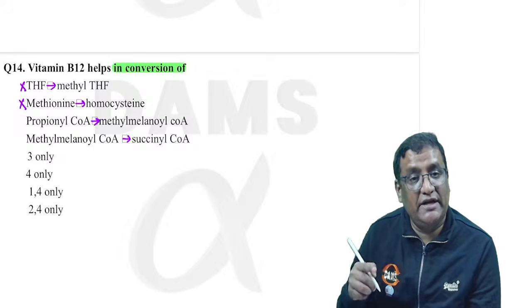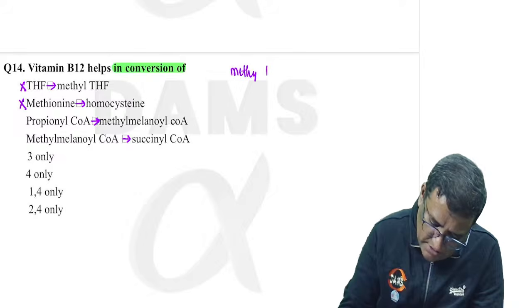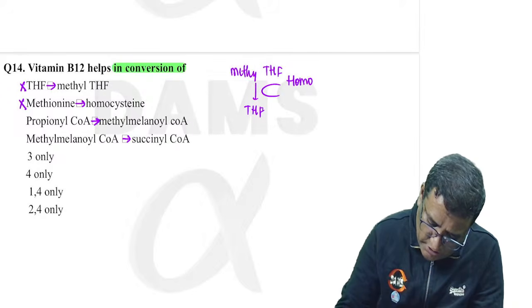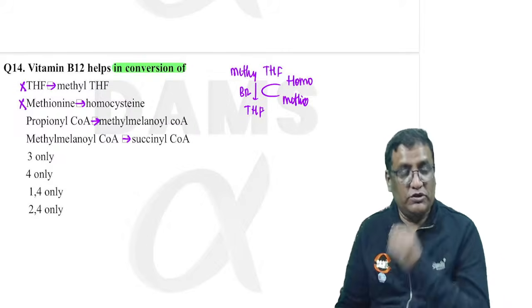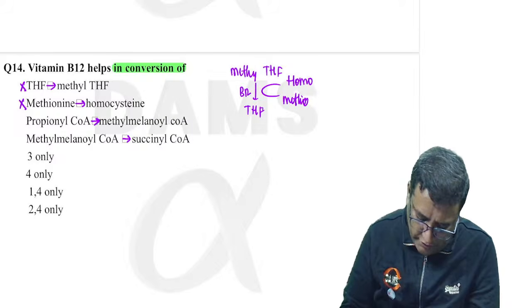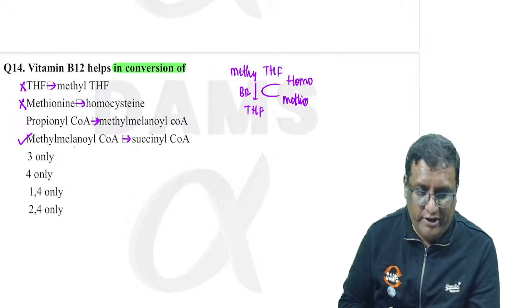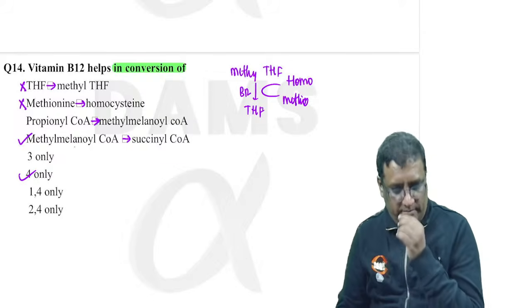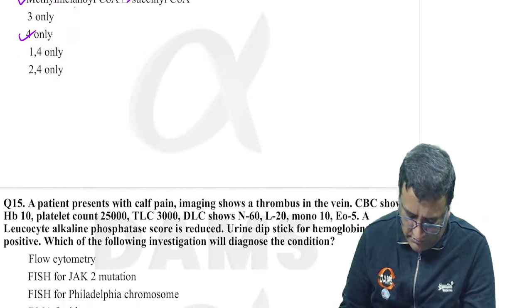So it will convert methyl THF to THF. The methyl THF which is there in the plasma gets converted to THF, and this conversion requires homocysteine to be converted to methionine. And this will be done by vitamin B12. Homocysteine to methionine is done by B12. Methionine to homocysteine? No. Propionyl-CoA to methylmalonyl-CoA, methylmalonyl-CoA to succinyl-CoA. The answer is methylmalonyl-CoA to succinyl-CoA. Only option 4. That is the role of vitamin B12. Next question.